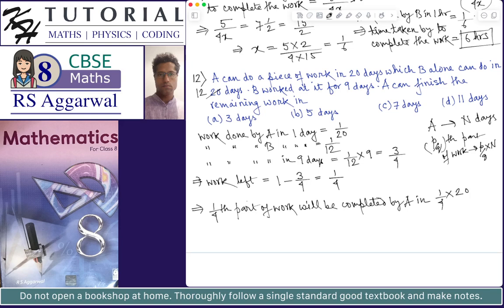This concept must be very clear to you. So if it is given that A does a piece of work in n days and it is asking how much time A will take to complete the P by Qth part of the whole work, the answer will be P by Q multiplied by n. So this is equal to 20 by 4 days, which is equal to 5 days. So 5 days is the answer. Hence the correct choice is choice B.